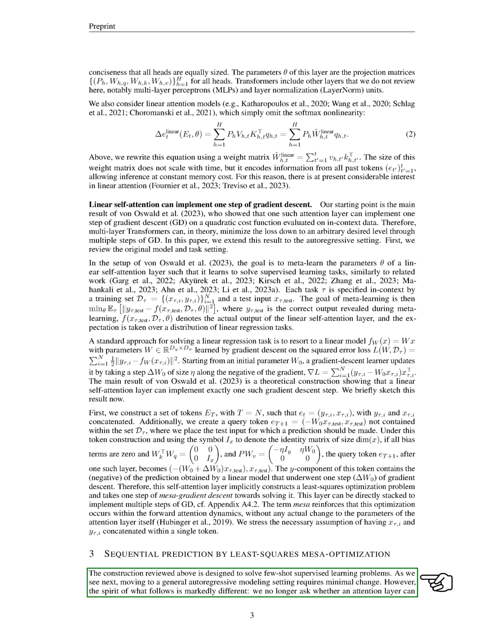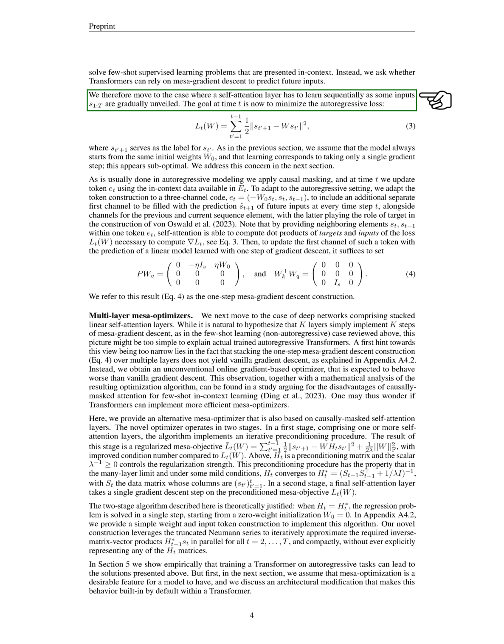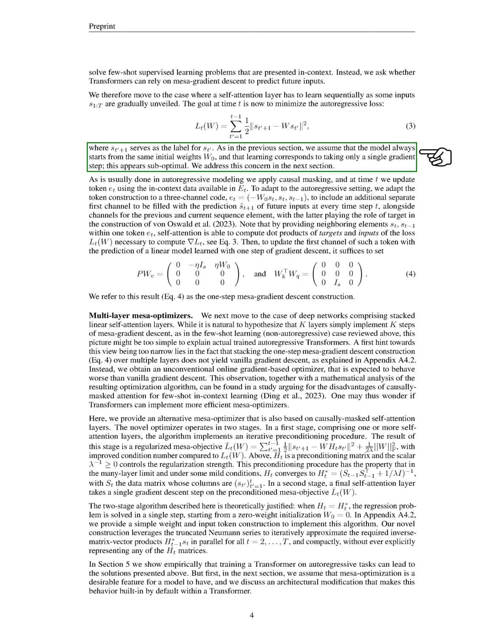However, when we move to a general autoregressive modeling setting, the approach changes slightly. Instead of asking whether an attention layer can solve few-shot supervised learning problems that are presented in context, we ask whether transformers can rely on mesa gradient descent to predict future inputs. In this case, a self-attention layer has to learn sequentially as some inputs are gradually unveiled. The goal at each time step is to minimize the autoregressive loss. As in the previous section, we assume that the model always starts from the same initial weights, and that learning corresponds to taking only a single gradient step.